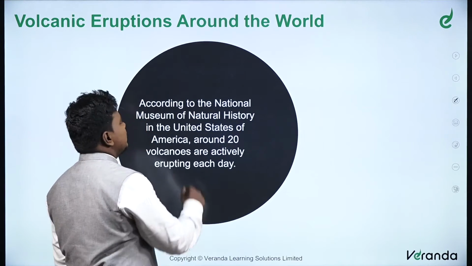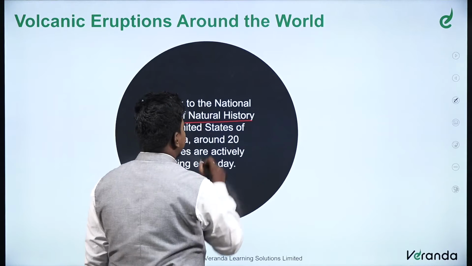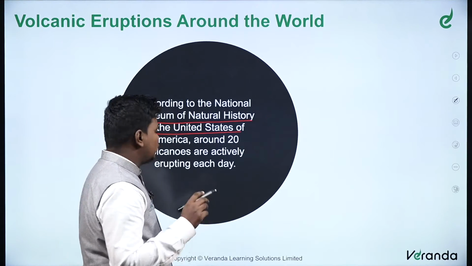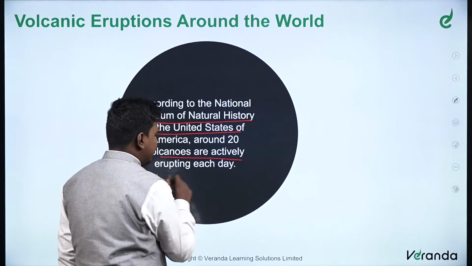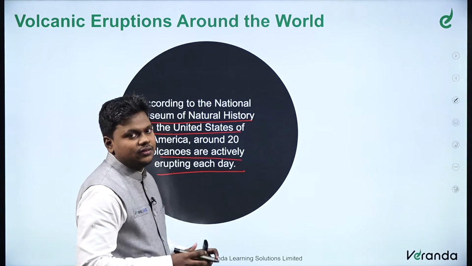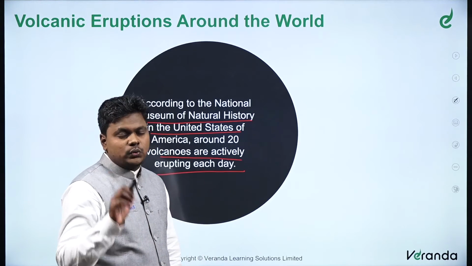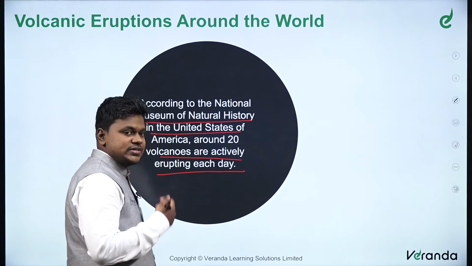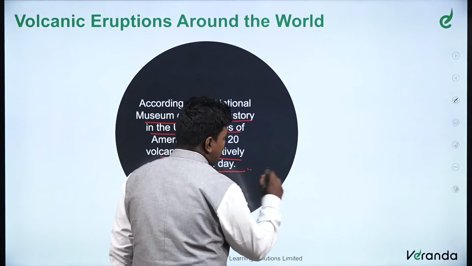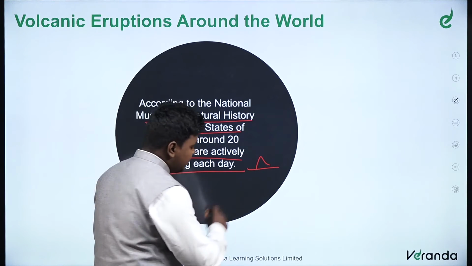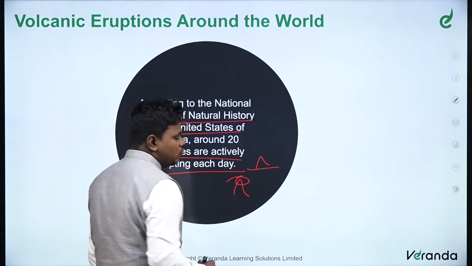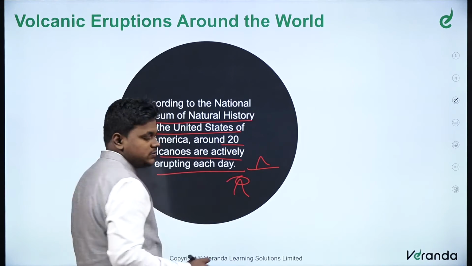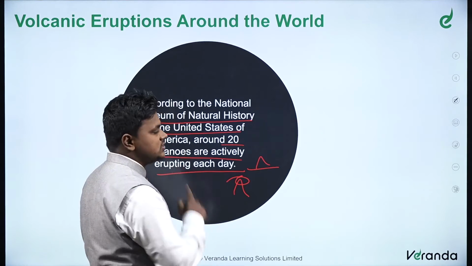According to the National Museum of Natural History in the United States of America, around 20 volcanoes are actively erupting each day. So each day, all around the world, there will be 20 volcanic eruptions. These volcanoes can be present not only above the surface, but also under the sea. So overall there will be an average of around 20 volcanic eruptions in a day according to this.